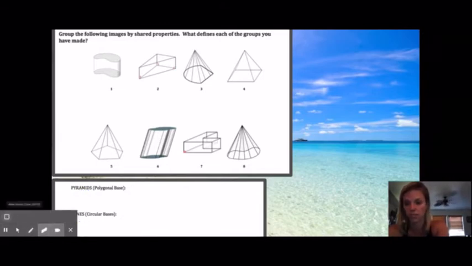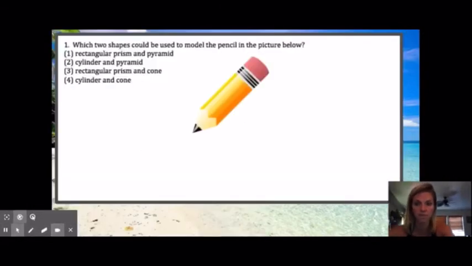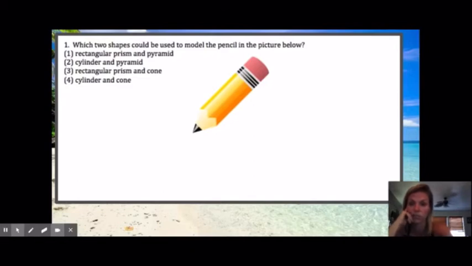So hopefully you understand the difference between them. Okay, so let's look at this one. Which 2 shapes could be used to make the pencil below? Well, in this one, think about it. You've got the point here. It goes to a point, right? And it's probably at this circular base. So what's that shape? That is going to be a cone. Circular bottom goes to a point.